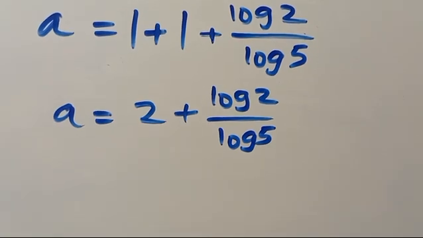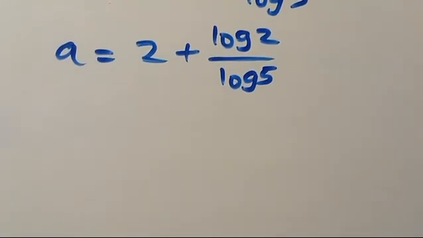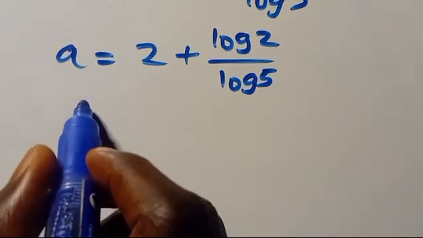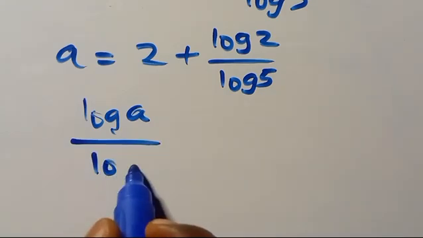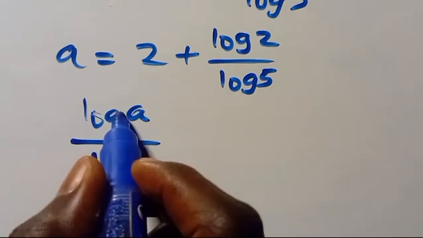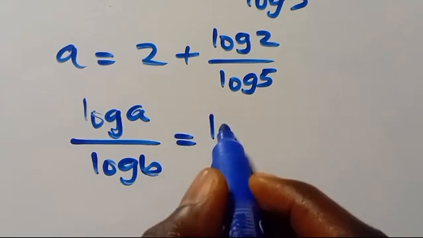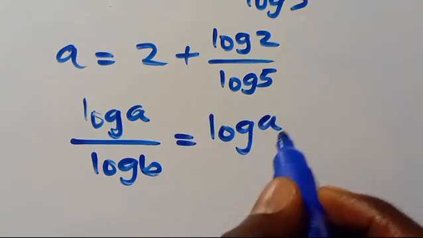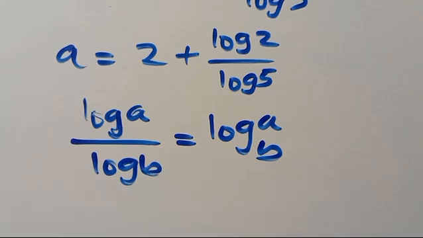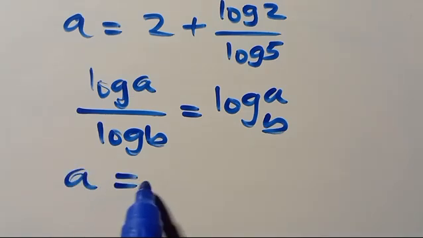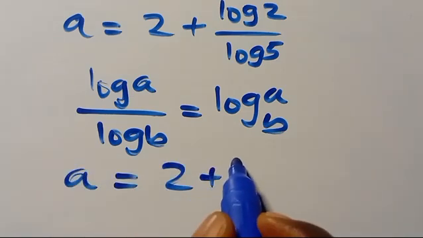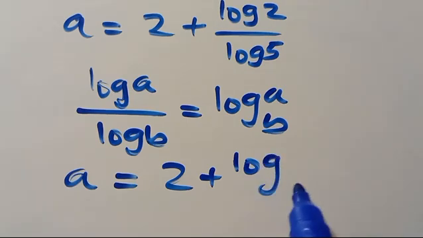Then when we have log a over log b, this equals the log of a in base b. So we're going to have this as a equals 2 plus log 2 in base 5.